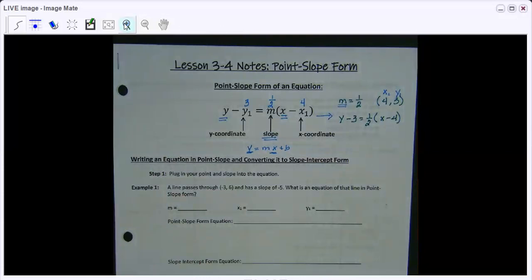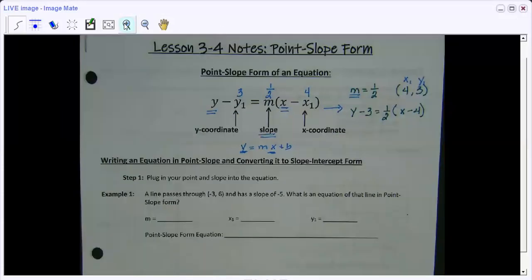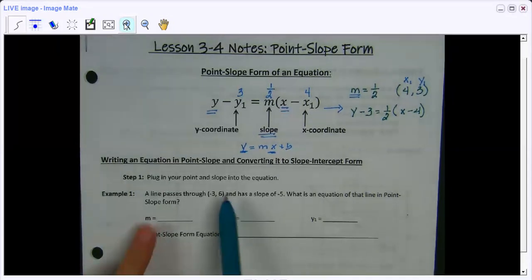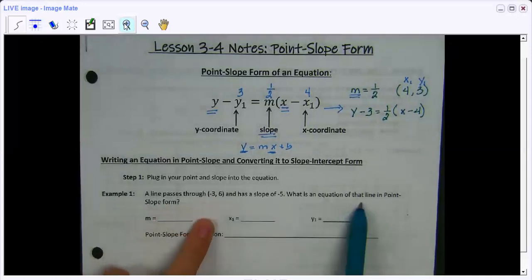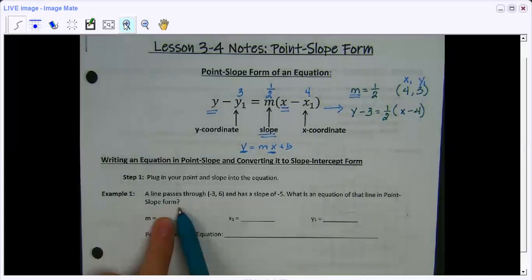So this is what we will be working on in this lesson, being able to identify the key parts of the point slope formula, the point and the slope, being able to plug those key parts into the formula, and then being able to take a point slope equation and turn it into slope intercept equation. Okay. That's what we're going to be focusing on. So let's look at this first one. A line passes through -3, 6 and has a slope of -5. What is an equation of that line in point slope form?